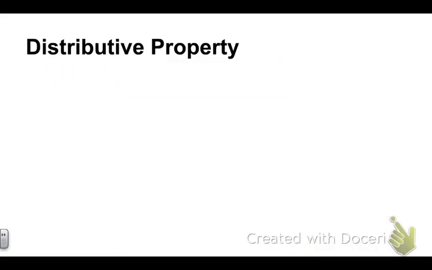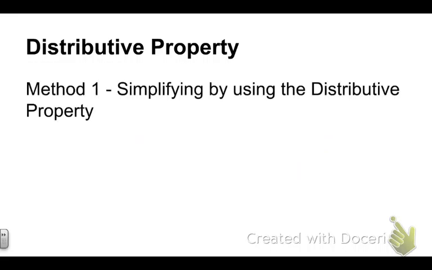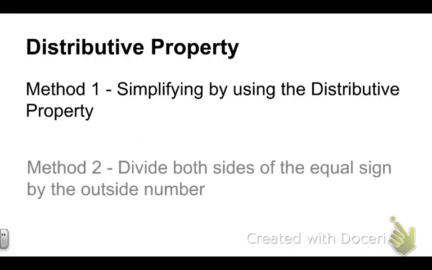Some of your multi-step equations might have the distributive property in it. And this may be my mistake here for showing you this, but I want to show you 2 methods at once, alright? The first one, just do the distributive property and then simplify. Or, I want to show this to you just so you know what's out there. Divide both sides of the equal sign by the outside number. I'm going to show you how that works today.